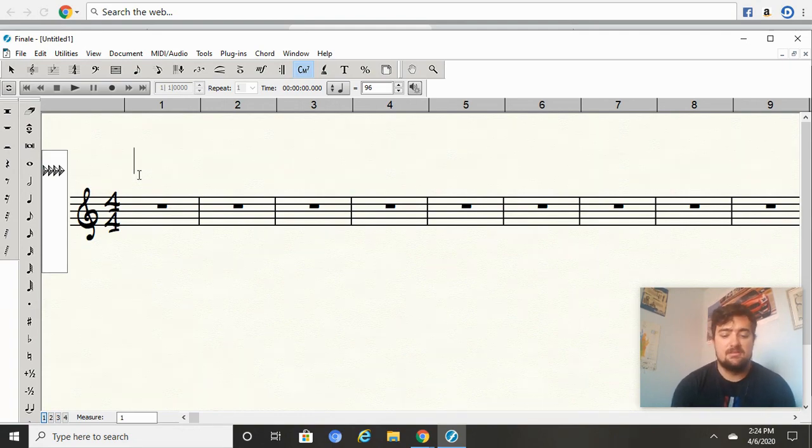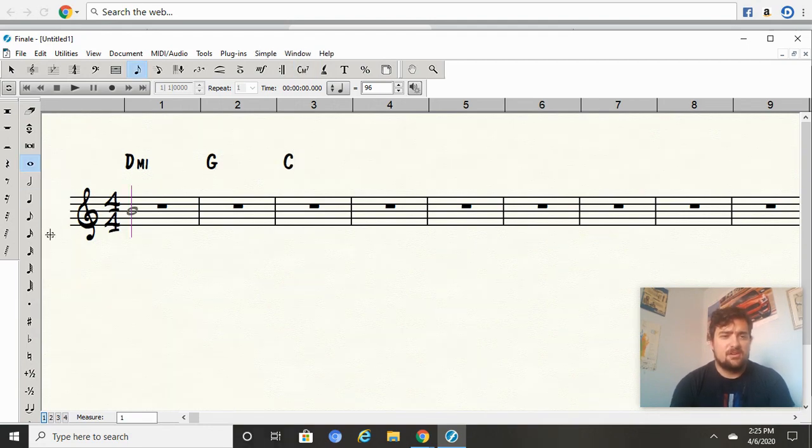This is going to be D minor. This is going to be G, and it's going to be C. So let's go ahead and fill in our notes, whole notes.